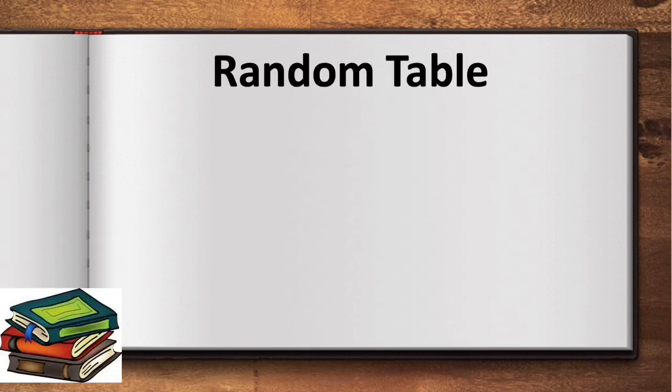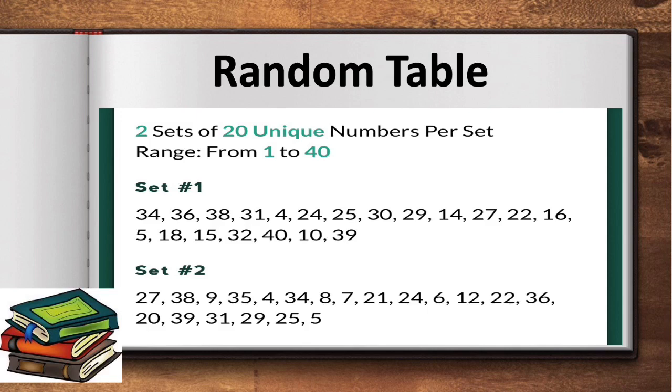Next is a random table. In this we can make a random table of numbers of subjects. It can be a computer-assisted random table also. Like this, we can generate a random table with the help of a computer.